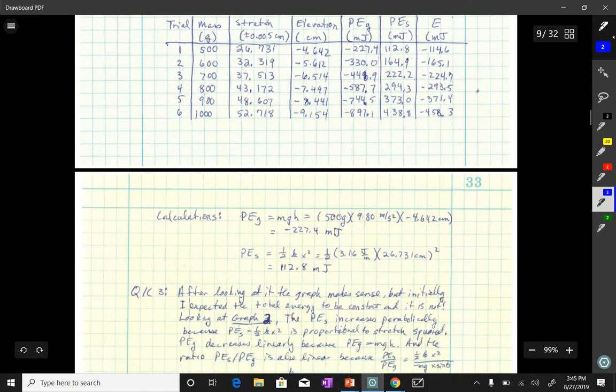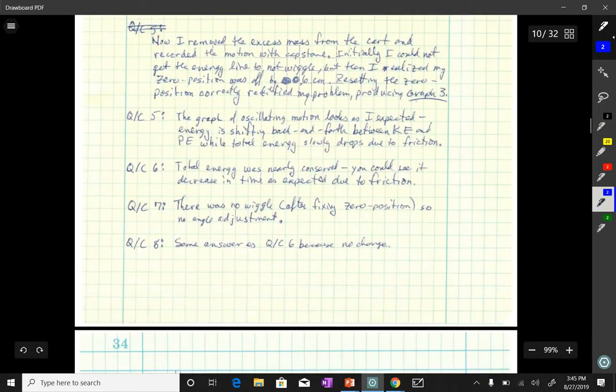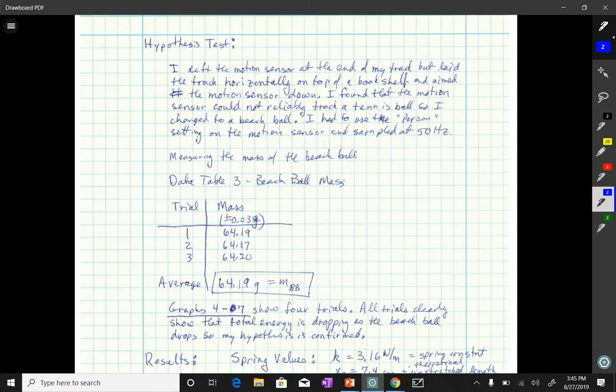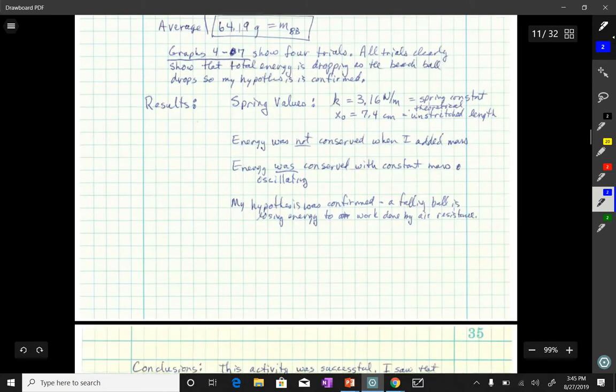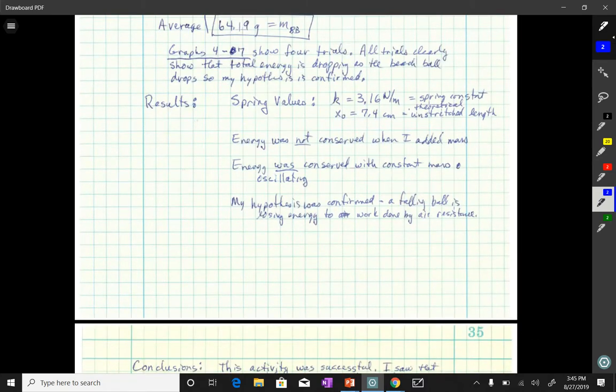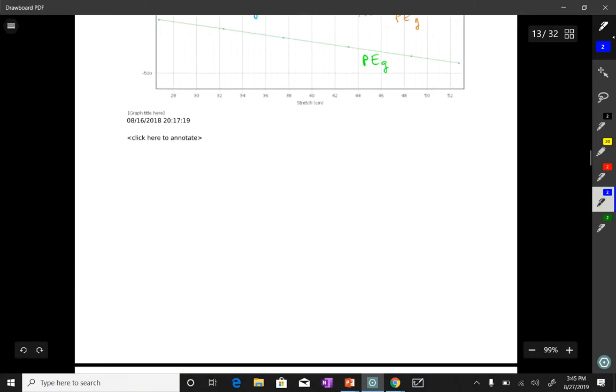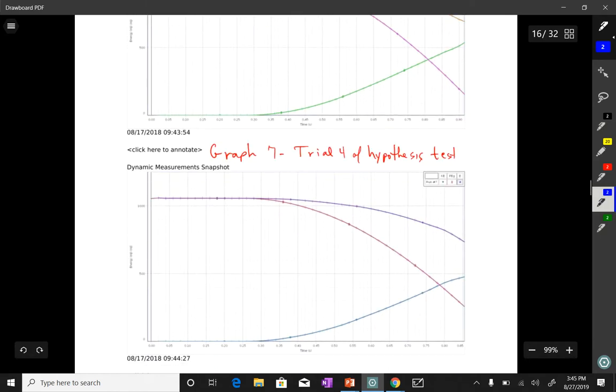A second data table, more calculations, more questions. My hypothesis test, because in this one I have a separate hypothesis test. It wasn't part of the regular lab. My results, notice my results are just short summaries. And then my conclusions, what I learned. And here's some other graphs the computer made for me.